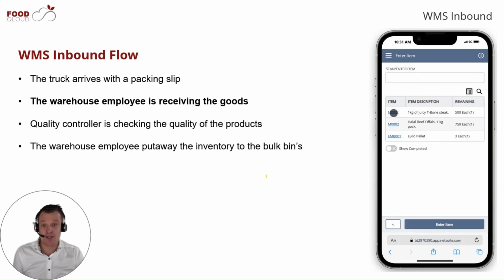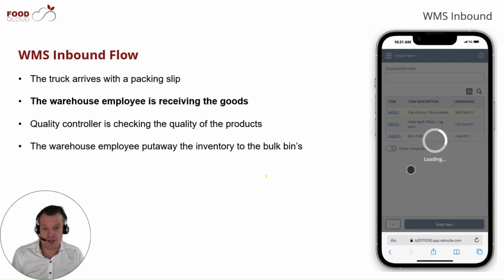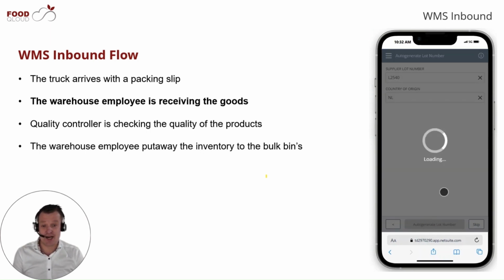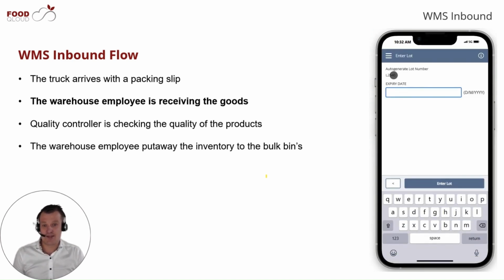For now, we scan the M0001, the T-bone steak, and we have here the auto-generate lot functionality inside of it. The setup is that we have the auto-generated lot number. I want to have the supplier lot as my internal lot. So I scan the supplier lot of the item as well if it is possible. Otherwise, I type it in. And I have here the feature of the country of origin. Now, this meat comes from the Netherlands. And we press on the auto-generated lot. You can now see that the supplier lot number is used as an internal lot number.